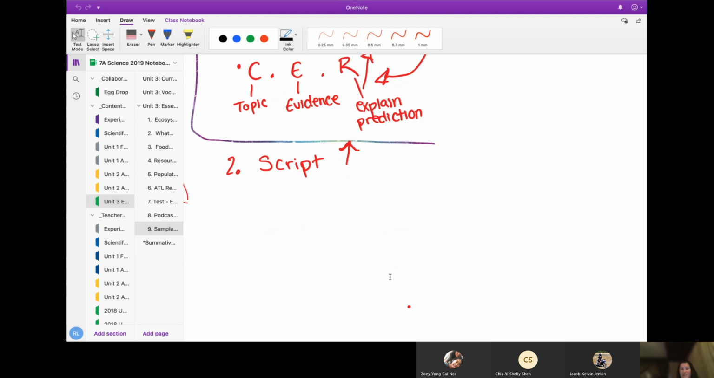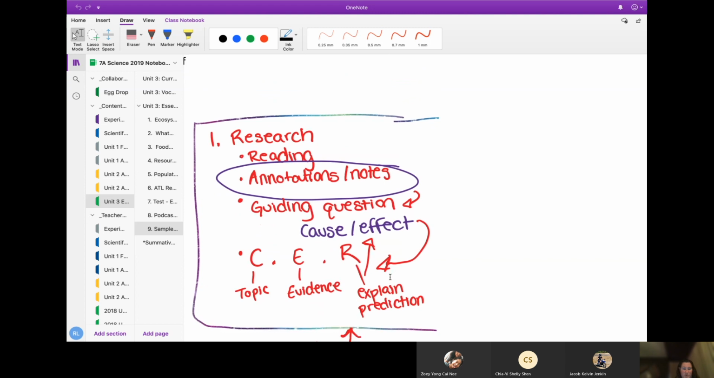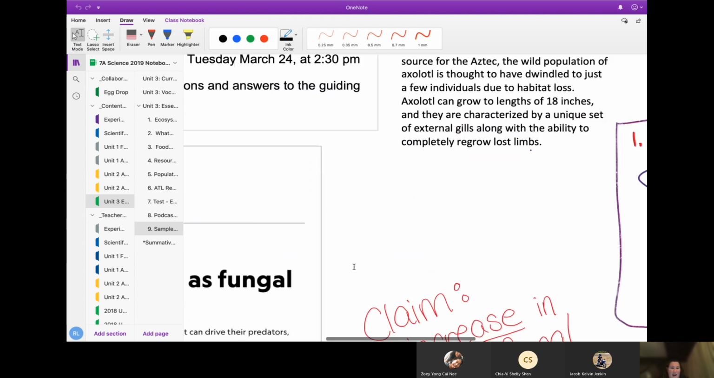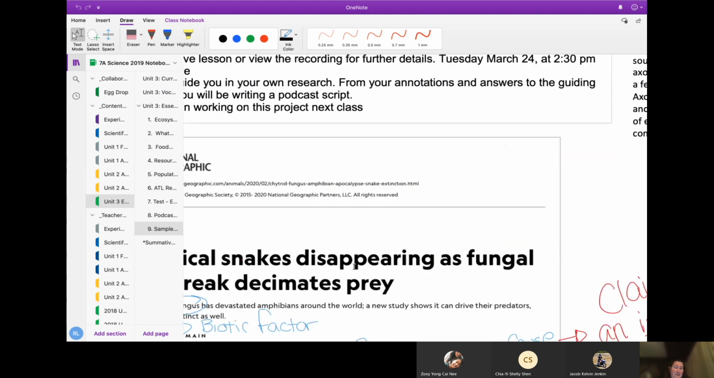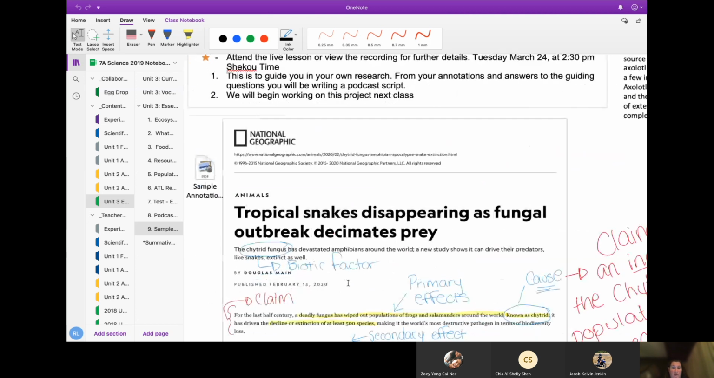We'll talk more about the script stuff a little bit later. Today's lesson really just focuses on this first stage of research. So we're going to go through and kind of model that process together with the sample article.